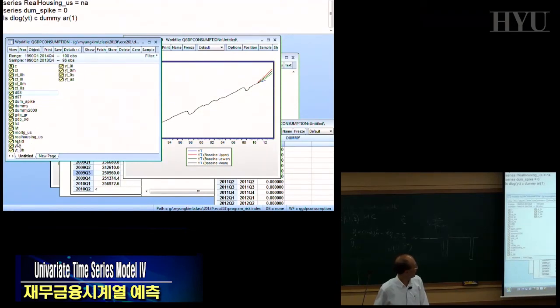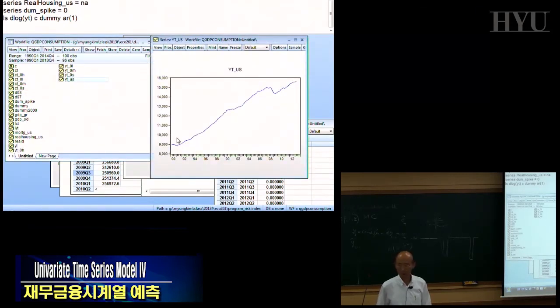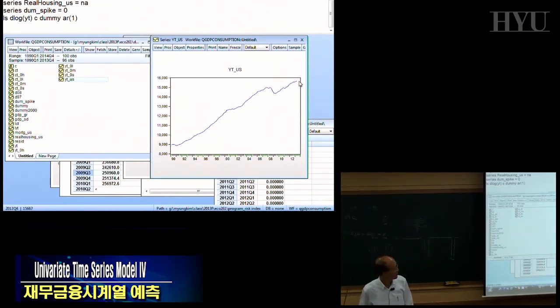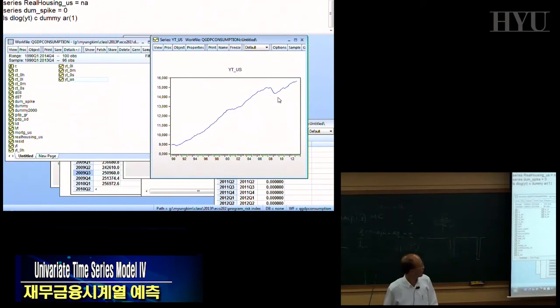And then here is YT-US. This is US GDP. So you can play with US GDP, and the data ends at the second quarter of this year. People are pretty much concerned about whether you go this way or that way, obviously, right? So hopefully we can play with this one.